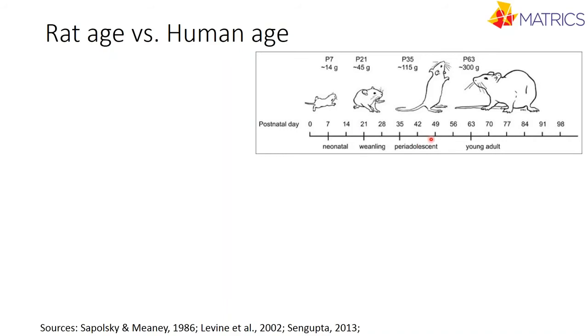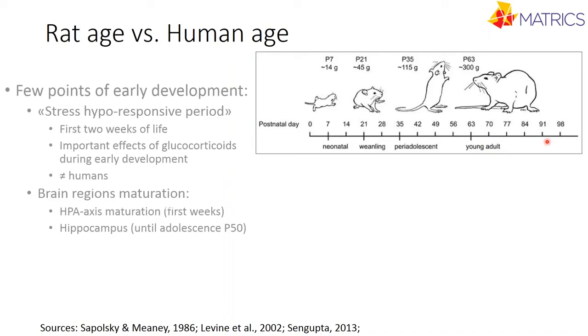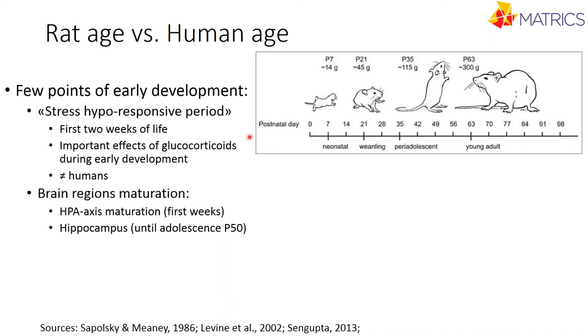This is a little timeline showing the early development of the animals: the neonatal period, the first 2 weeks, the weaning after 3 weeks, the peri-adolescence, then the puberty around P35 to P50, when they reach sexual maturity. Then they are considered young adults, and in the lab we test them after P90, which we consider adults.